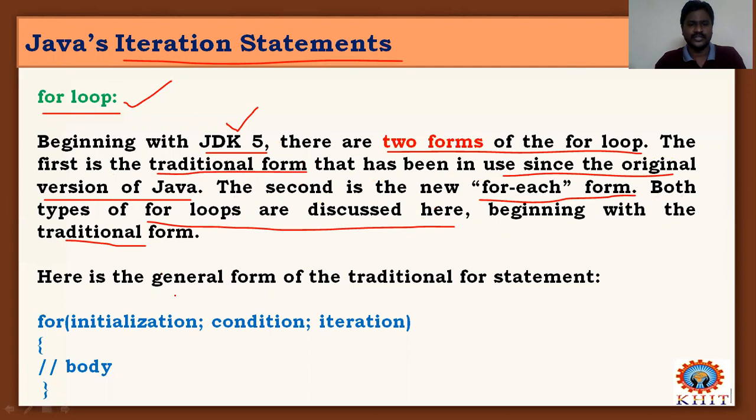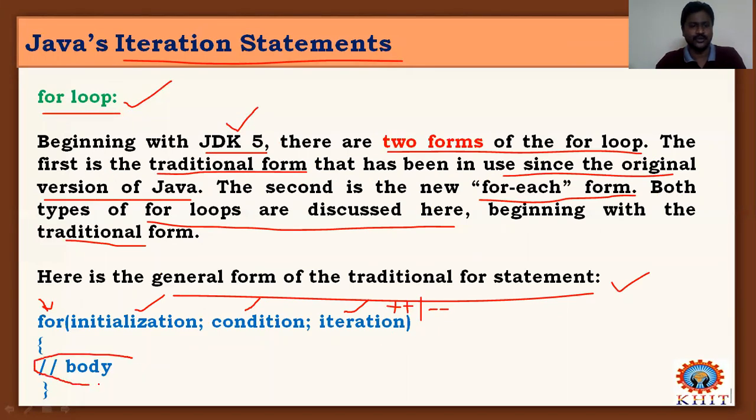And we all know the general form of this traditional for loop statement is like this: for loop with initialization, semicolon, condition, semicolon, iteration, possibly with an increment or decrement as we generally use, and the body of the loop with its scope. So this is the for loop statement.